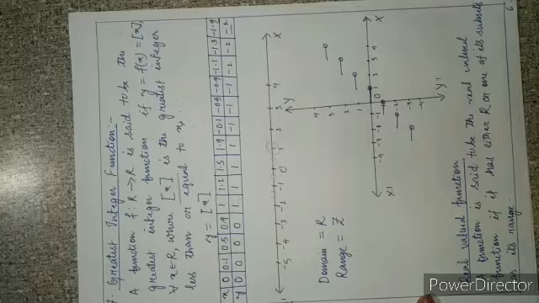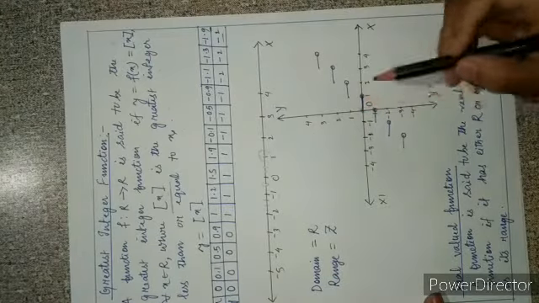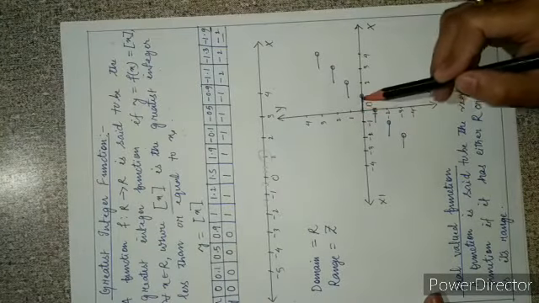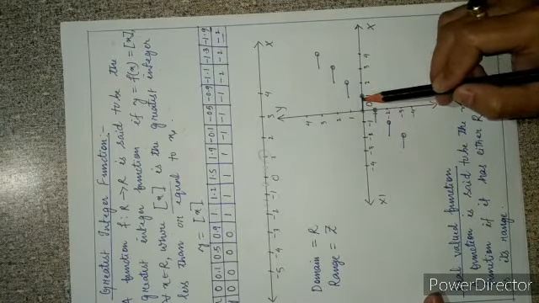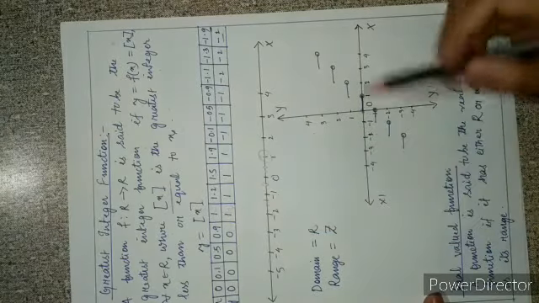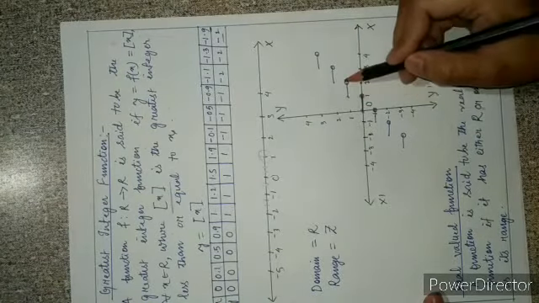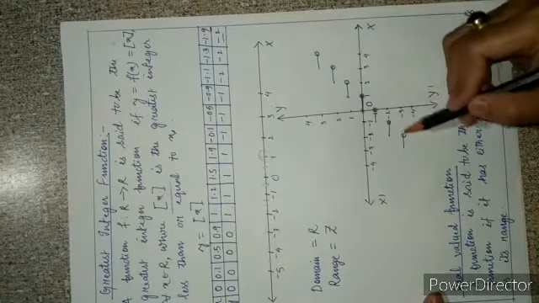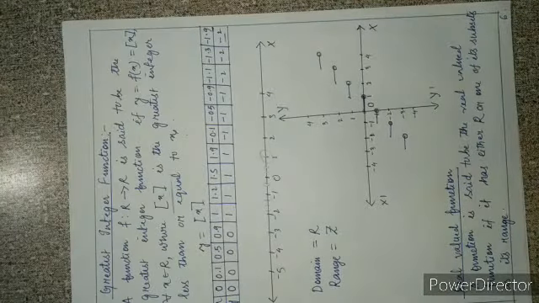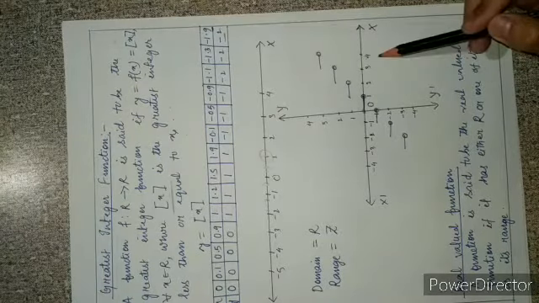Now the graph: when x is equal to 0, y will be equal to 0. For 0.1, 0.5, and 0.9, y is about 0. When x is equal to 1, y will be equal to 1. In the graph, a dot marks the starting point and a cross mark marks the end point. The graph of the greatest integer function will be like this.